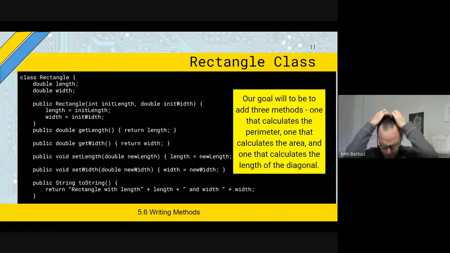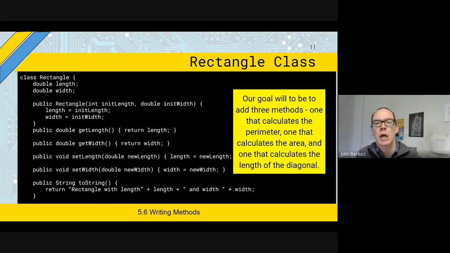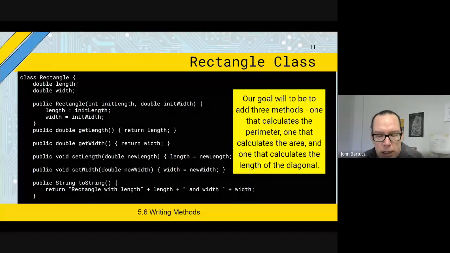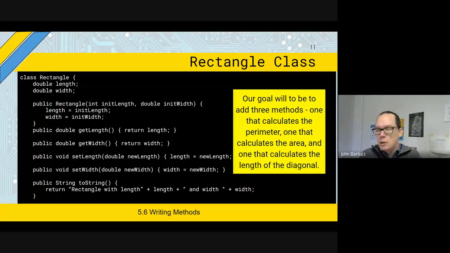All right, so here's a rectangle class which has setters and getters. So take a few seconds here, this is essentially review of what we just learned. There are two properties.